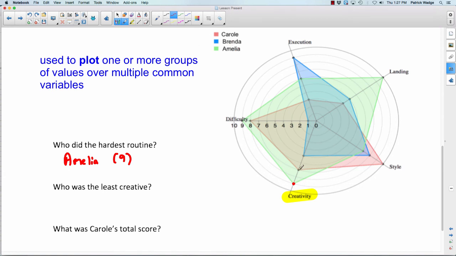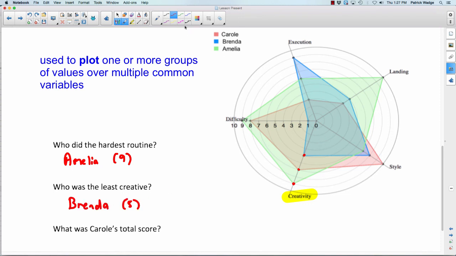Next, least creative was this one, which was on the number 7, right? If you went around, it intersects here at 7. So that was the pink one, which is Carol. And the one that was the least creative, I'm not so impressed with Brenda here. No difficulty, no creativity. What did she get? She got a 5. Not that bad. So Brenda was the least creative, and she got a 5.